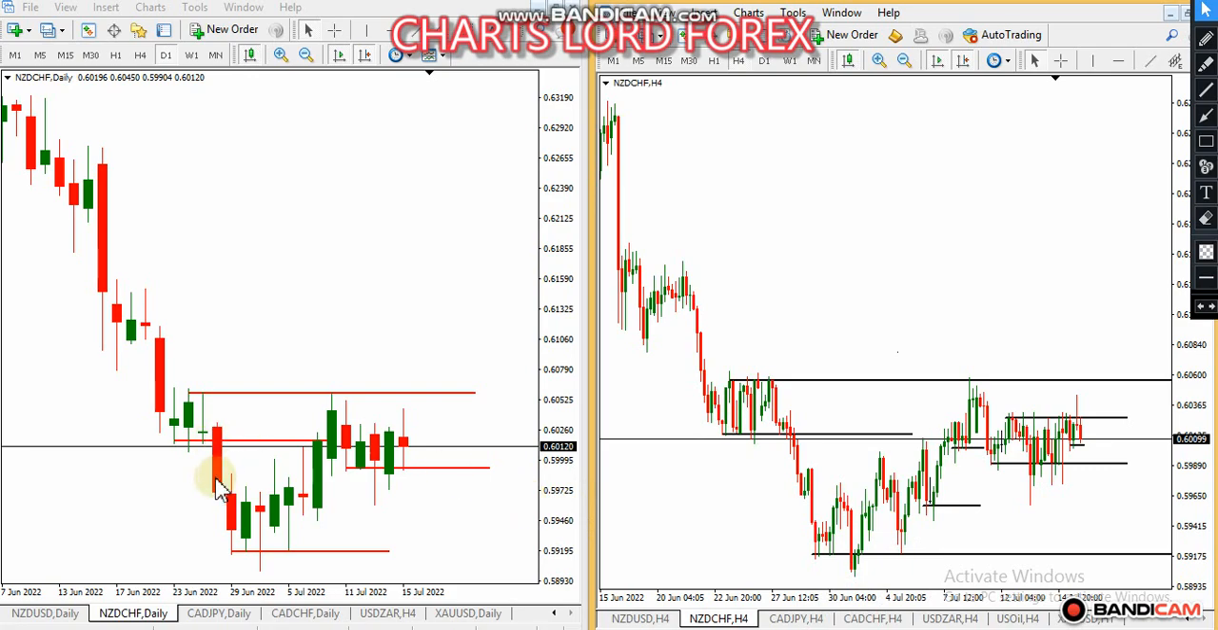So without so much ado, let's quickly dive into what exactly is happening on this chart.